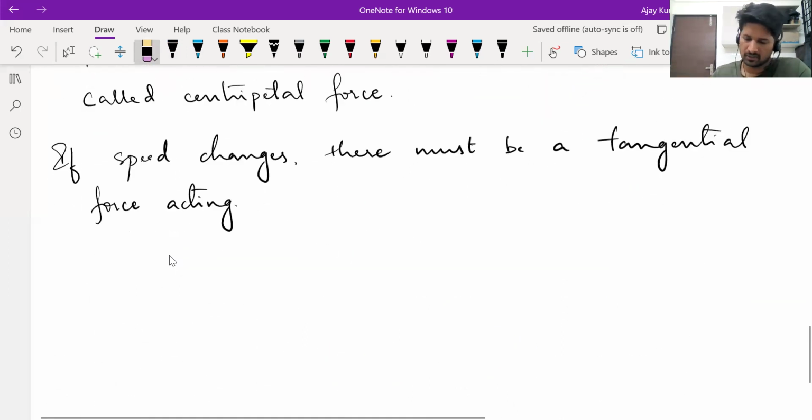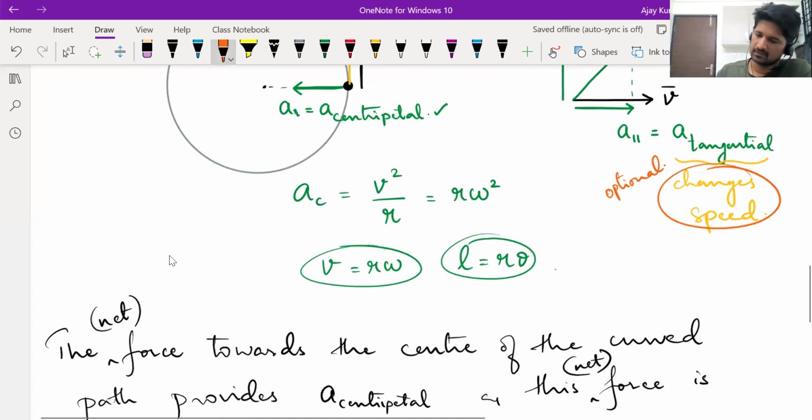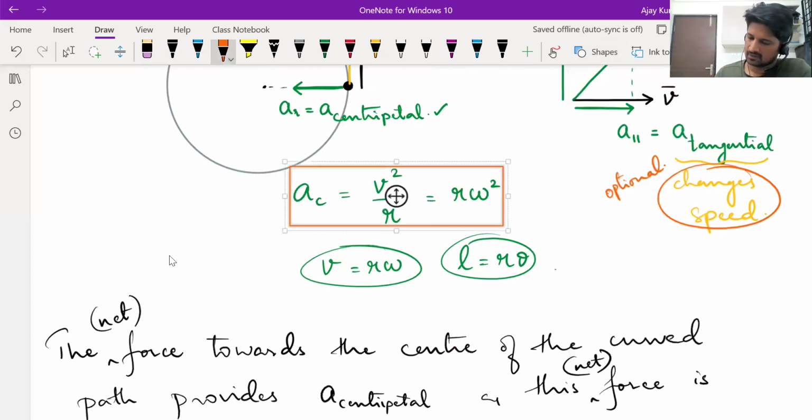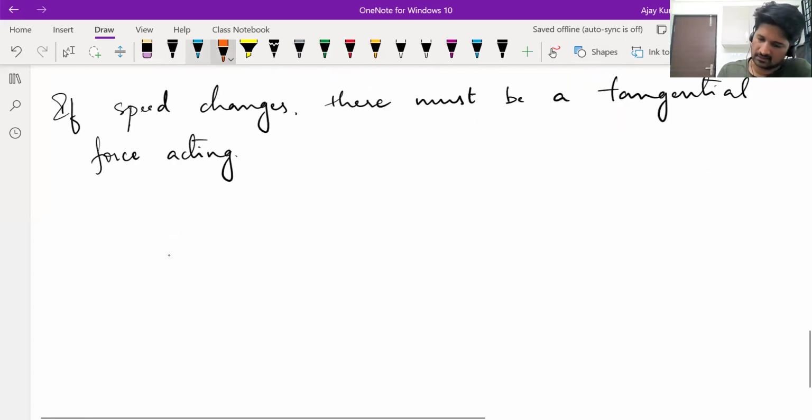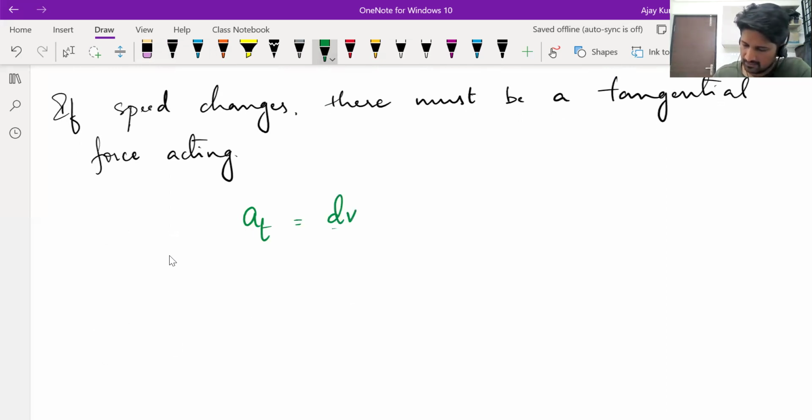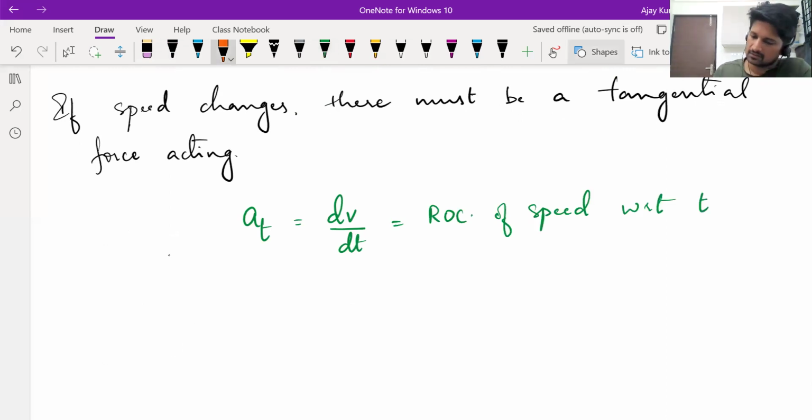Now for radial acceleration, we have a formula, v square by r. What is the formula for tangential acceleration? Tangential acceleration is just dv by dt. That is rate of change of speed with respect to time. This is not velocity. This is only speed. That is the formula for tangential acceleration.